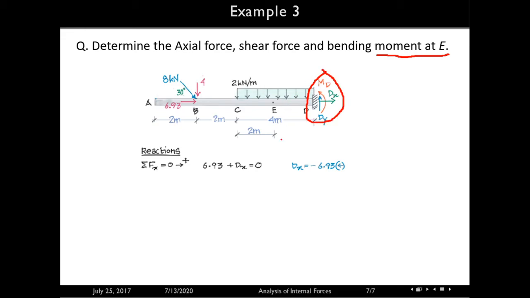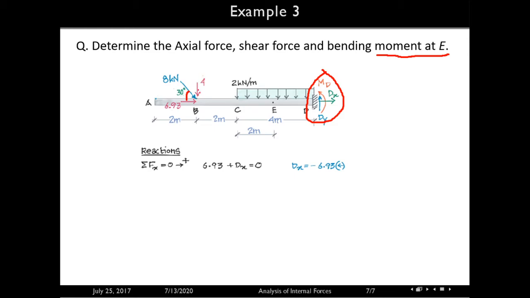In order to calculate the reactions, first we need to simplify the load. We can see that an 8 kilonewton load is acting, which is inclined, and it is 30 degrees with the horizontal, so this will be the cos component, 8 cos 30, which is 6.93, and this one will be the vertical component.